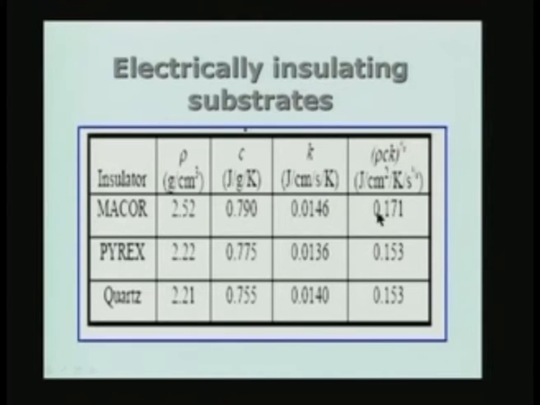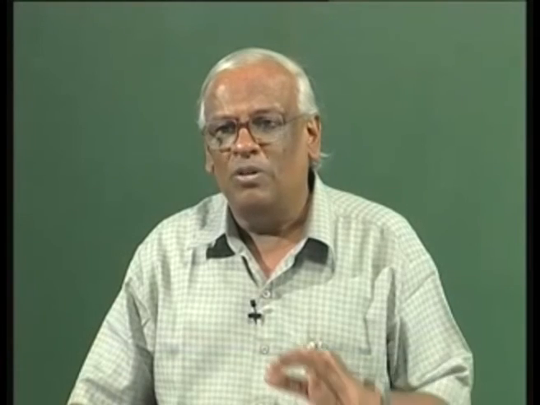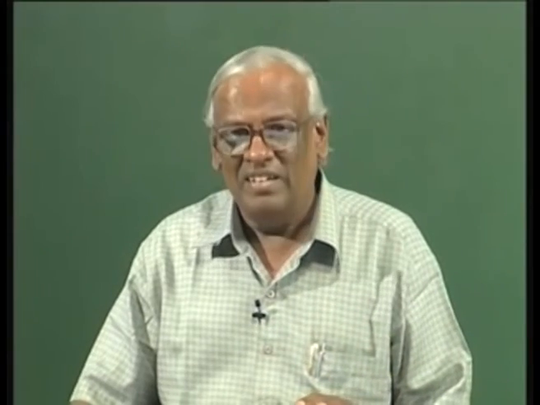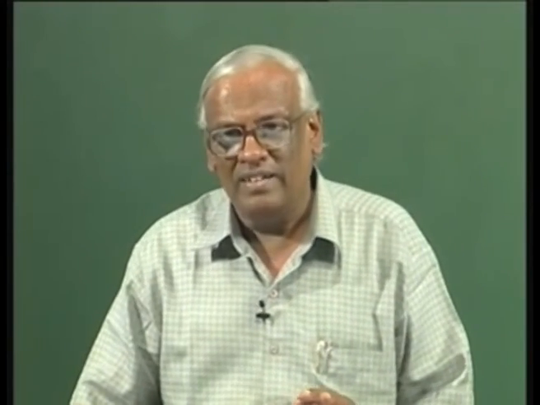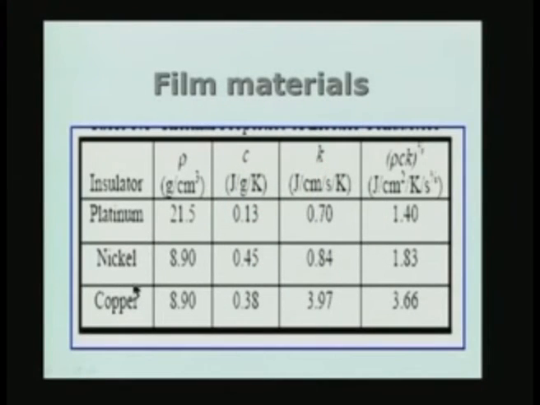Just notice what are the values we have in this last column: 0.171, 0.153, 0.153. These are the range of values which are required for the substrate. And if I look at the film material like platinum, the value is 1.4. So there is almost a 10 times difference in the value of the rho C K product. I have given platinum, nickel and copper.